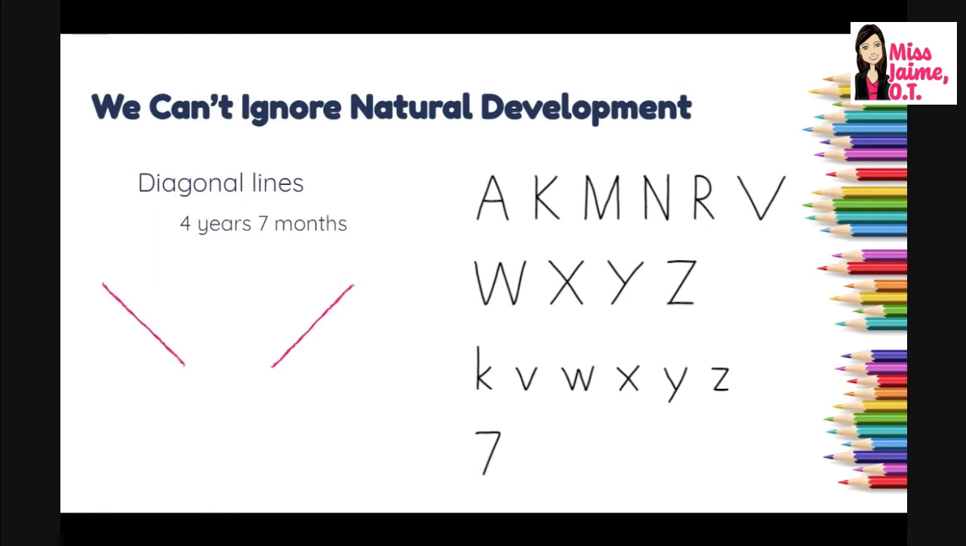Diagonal lines come around the age of 4 years and 7 months. So again, we have a good amount of letters that have diagonal lines, and these are definitely more complicated, especially ones like W and K. They are hard for kids to make. So it's toward the older range that they should be able to make these letters and make them neatly and correctly.